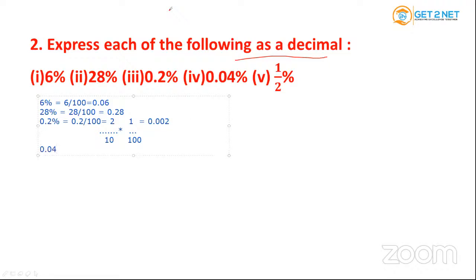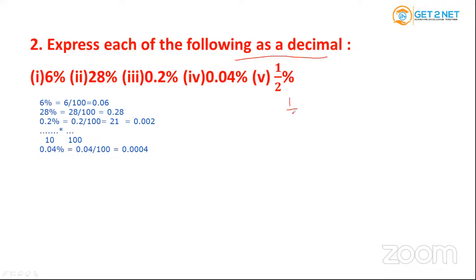0.04%. So what will be 0.04 divided by 100? Then what will happen? 4 by 100. 4 by 10, 4 by 100 into 1 by 100. So that will come to 0.0004. Correct? Yes, ma'am. Next, 1 by 2%. That means how am I going to expand it? 1 by 2%.